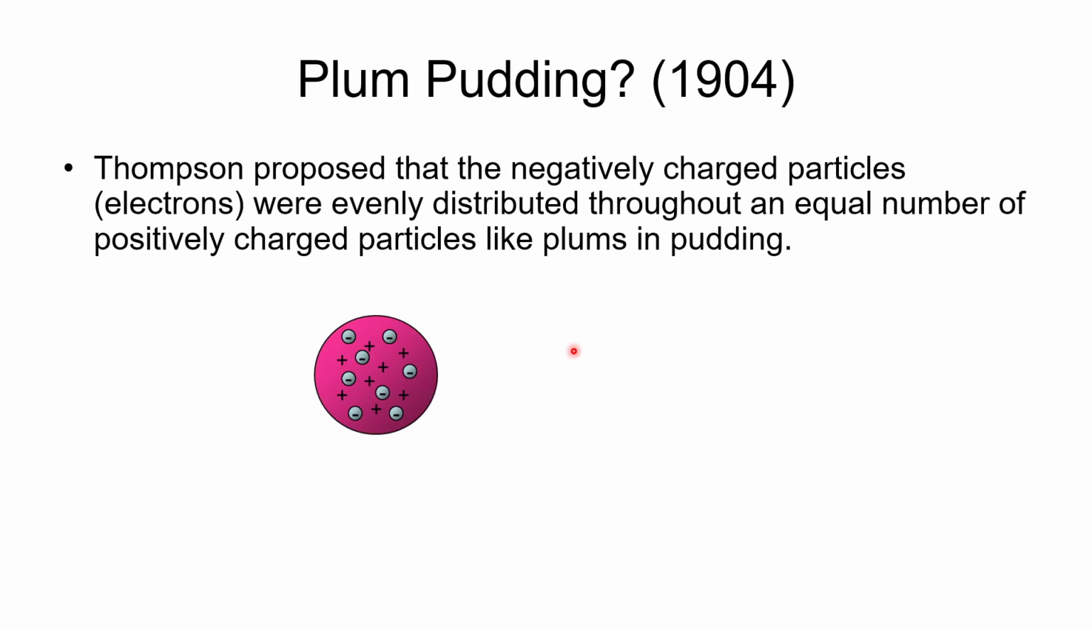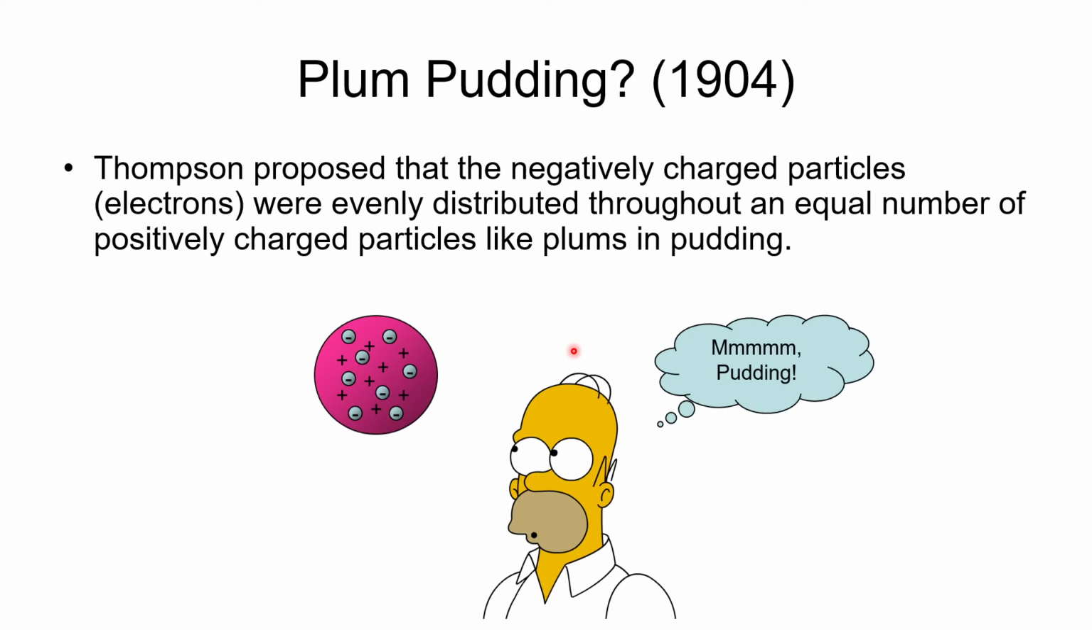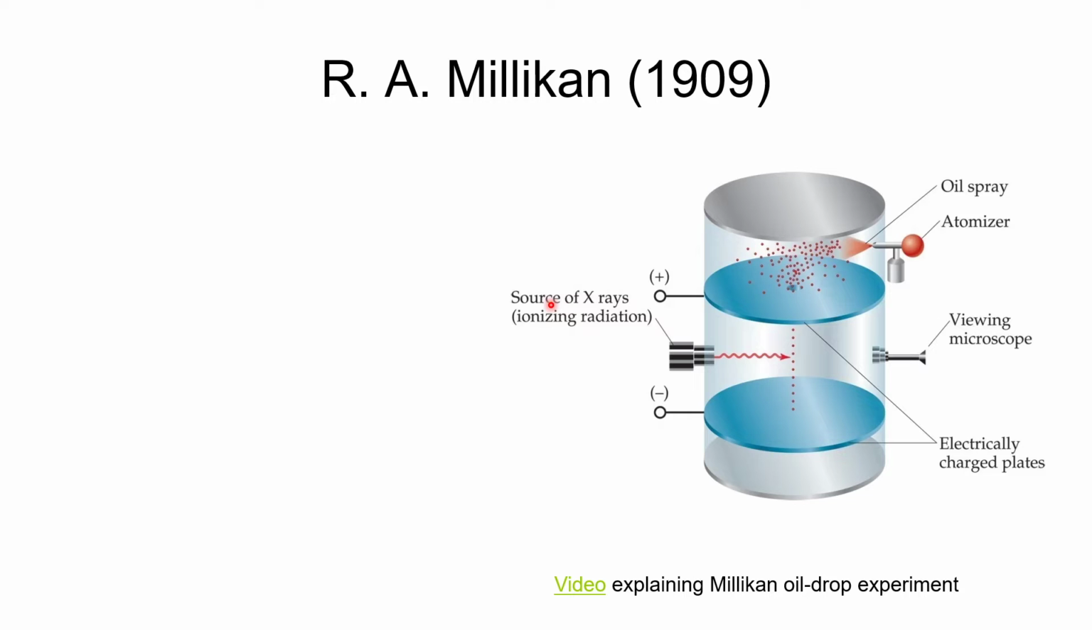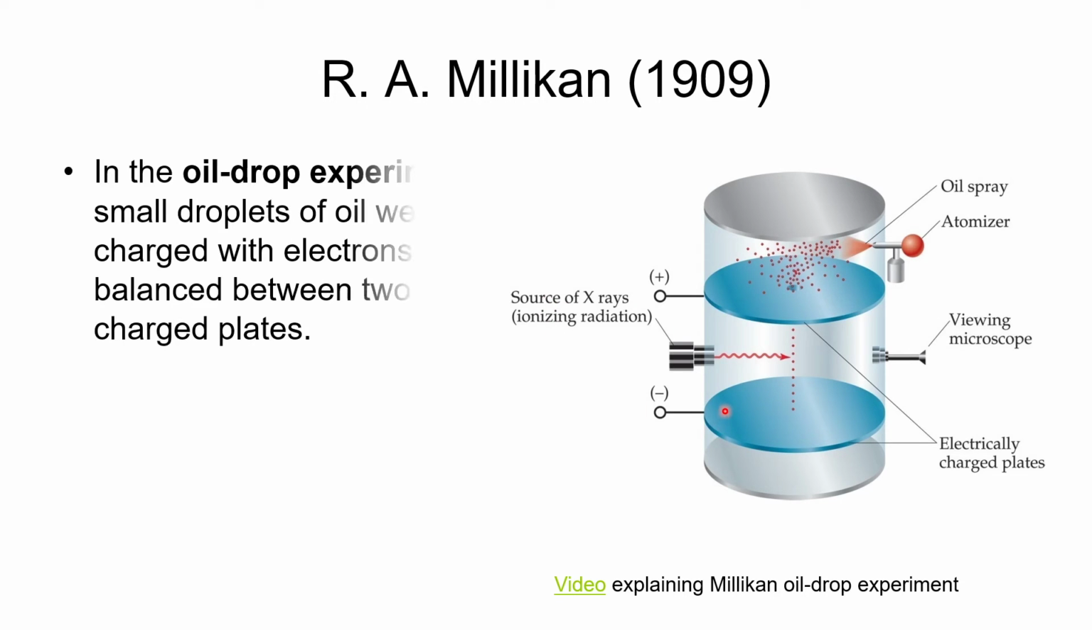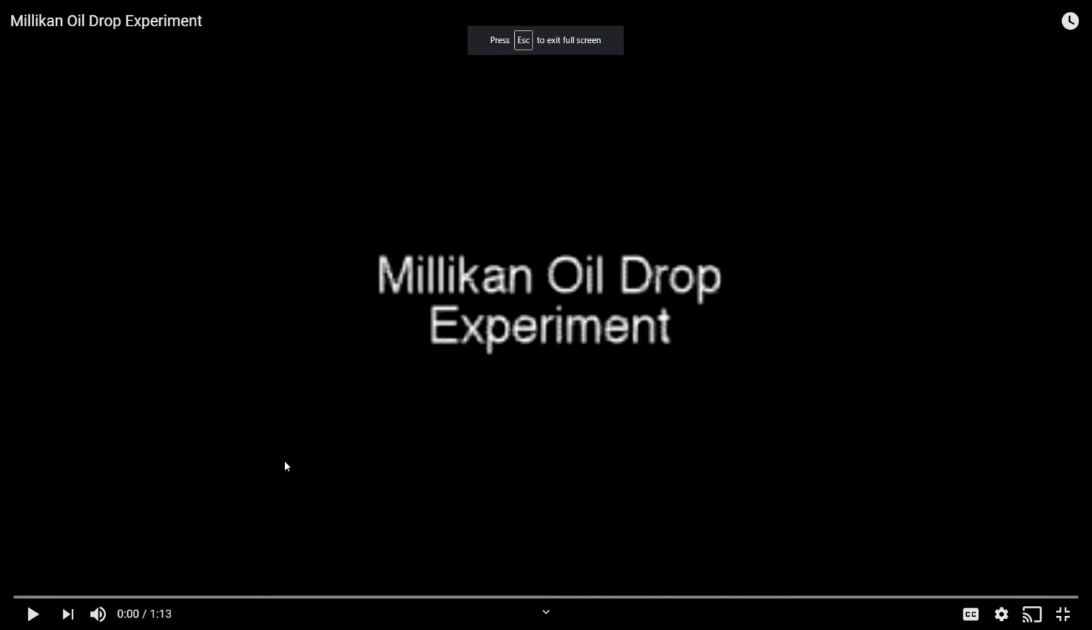And so in order to do that, there was another scientist who we're going to look at, and that other scientist is Robert Millikan. And Robert Millikan did an experiment that's called the oil drop experiment. And instead of me explaining what this is, I'm going to use this video that is here. Just bear with me for a second as I pull up this video, and we are going to start the oil drop experiment video.